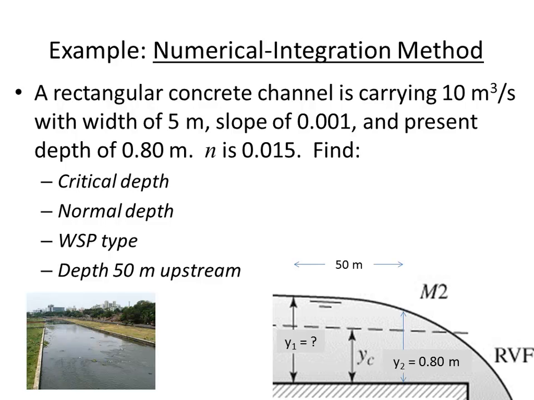The normal depth, I'm going to use normal depth versus critical depth to know if the slope is mild or steep. All right. So the normal depth I solve basically using Manning's equation, where I've got 10 cubic meters per second is equal to 1/n times the area, 5 times y sub n, to the 5/3 power. The wetted perimeter, 5 plus 2yn, to the 2/3 power, and the channel slope to the 1/2 power.